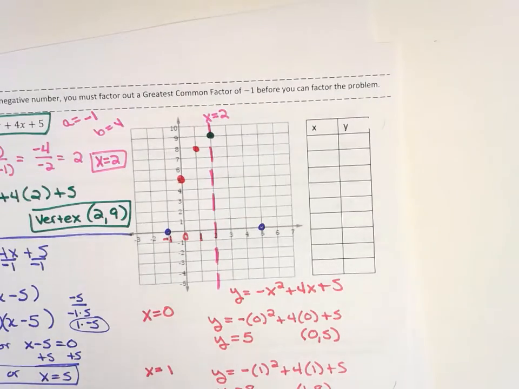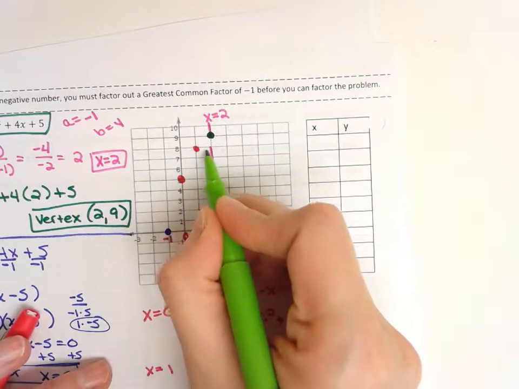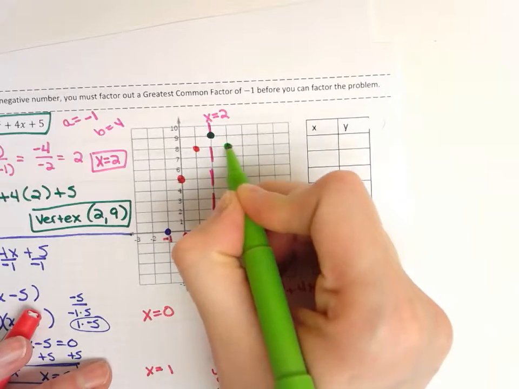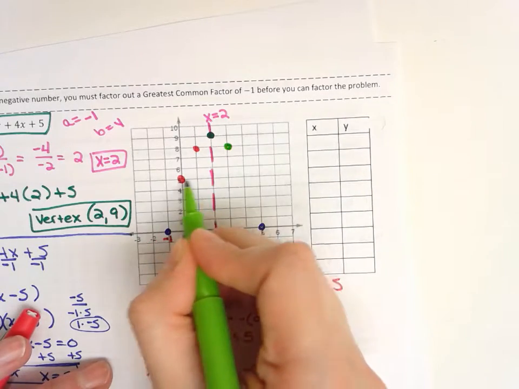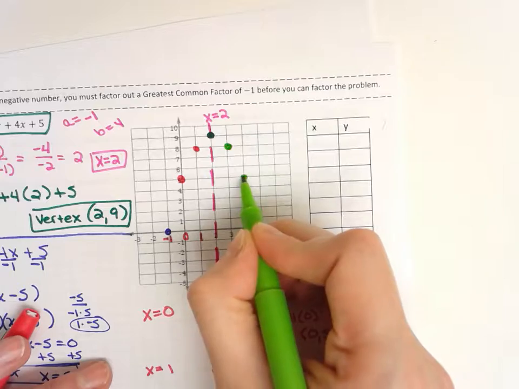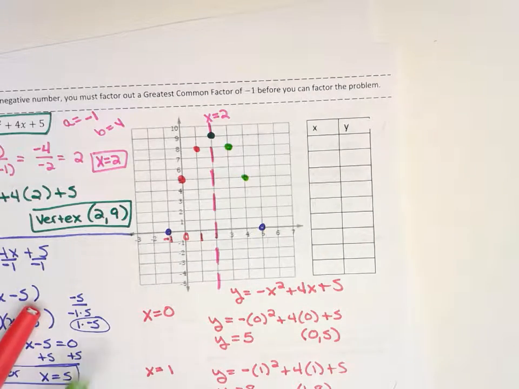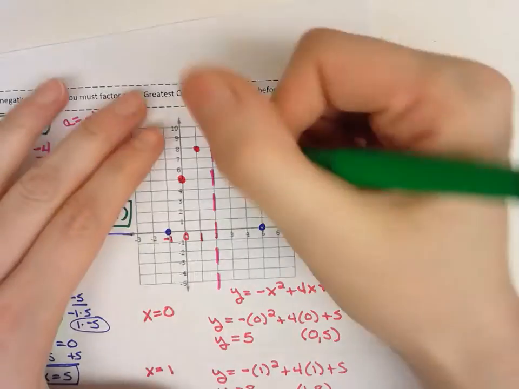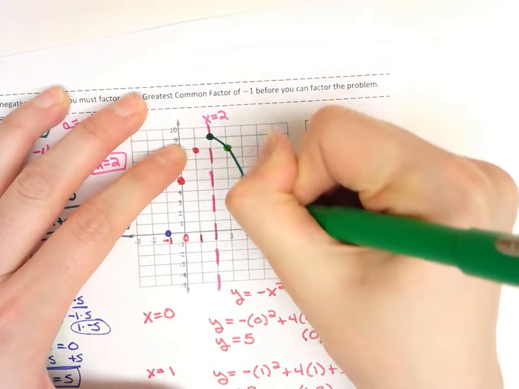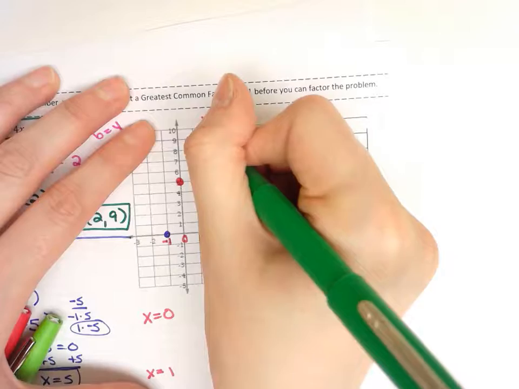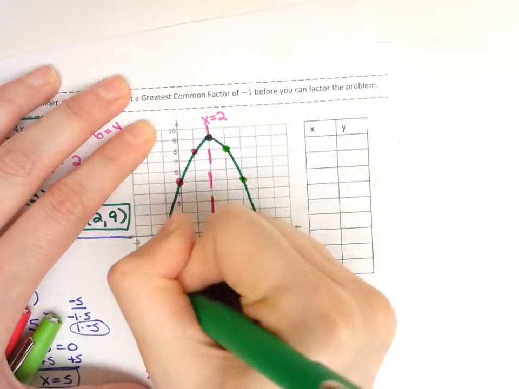Now for the next part, instead of plugging in more numbers, I'm just going to reflect my points across the axis of symmetry. So we had a point that's 1 to the left. Let's put a point 1 to the right. This one is 2 to the left, so let's go 2 to the right. And then the other one we already have. So now I can take my points and I'm going to connect them with a curved line. Just like that.